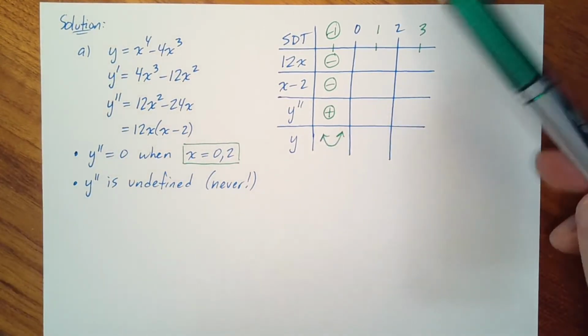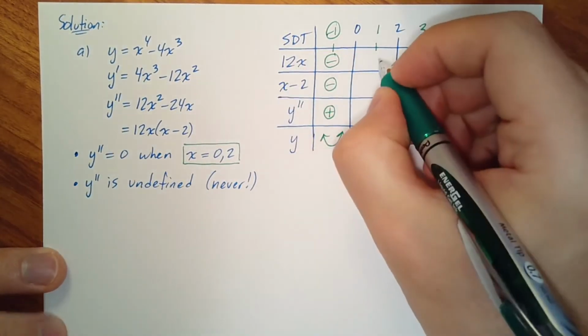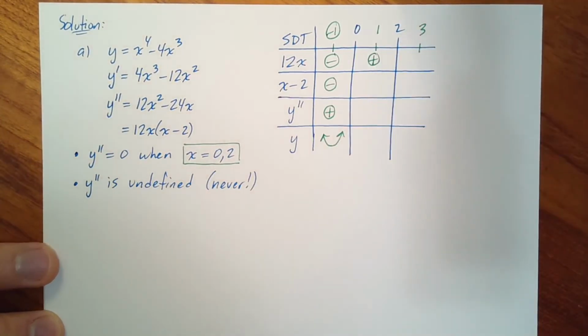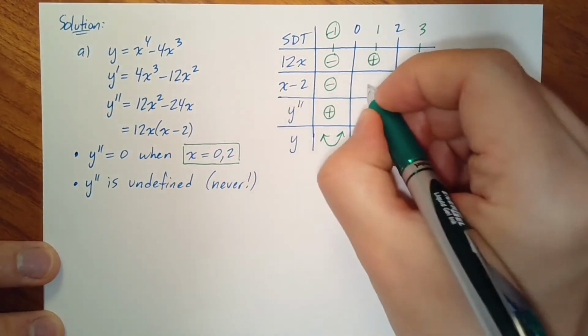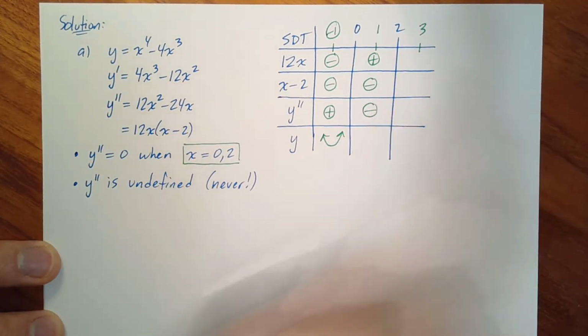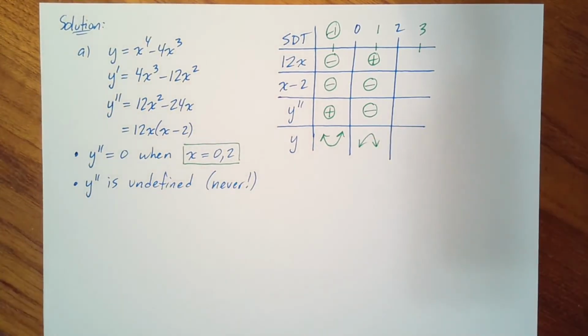All right, now plug 1 into those factors. Plug in 1 for x in 12x, and you're going to get positive 12, which is all we care about, is positive. Plug 1 in for x minus 2, and it'll still be negative. So you've got a positive times a negative, and you're going to end up with a concave down function on the interval between 0 and 2.